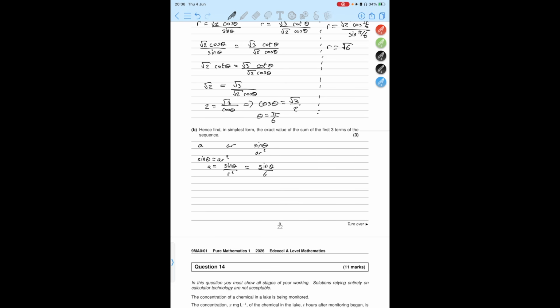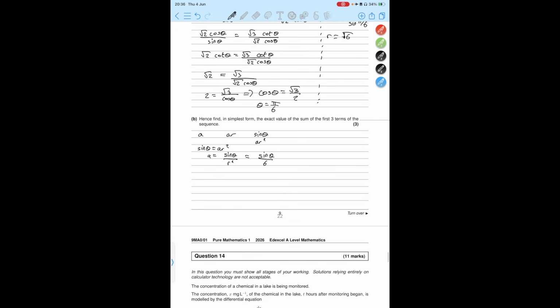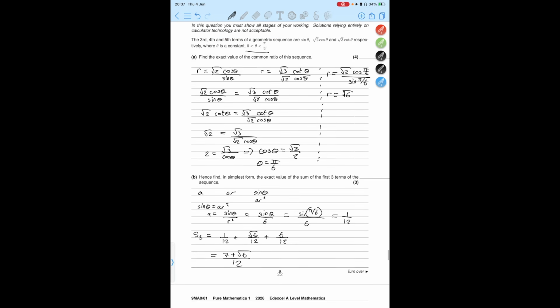Now what we can do is write out each of the first three terms. But first of all, before we do that, let's sub in theta equals pi over 6. Sine of pi over 6 is just a half, so that means a is just going to be 1/12. Hopefully this makes it a little bit easier to work with, because now the sum of our first three terms is 1/12 plus root 6 over 12 plus 6 over 12, which is 7 plus root 6 over 12. Okay, so that's our question 13 done.